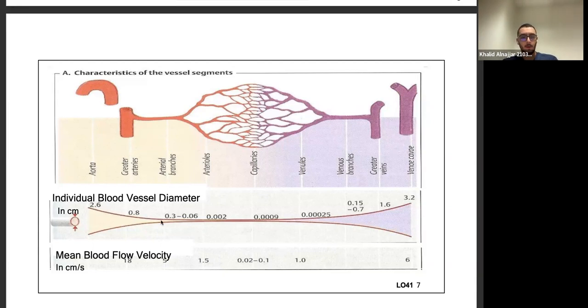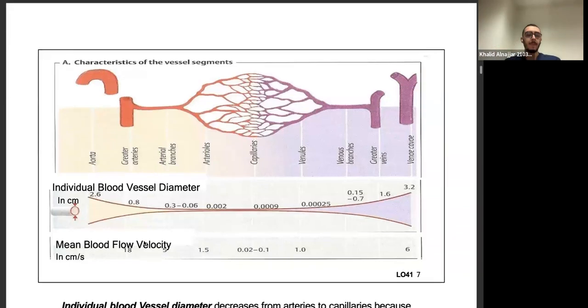You see here, wide and then narrow and then wider again, because after the capillaries, you have venules, which is the equivalent to arterioles, and then venous branches, greater veins, which is equivalent to the greater arteries, and the vena cava, equivalent to the aorta. So it's kind of going big, small, big, okay?